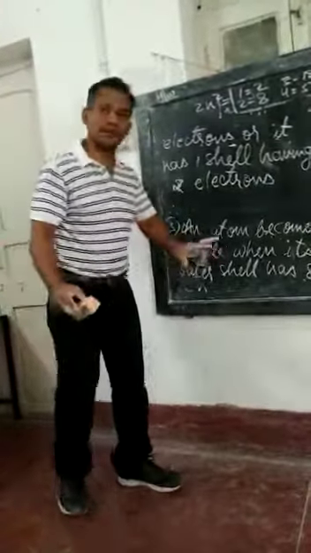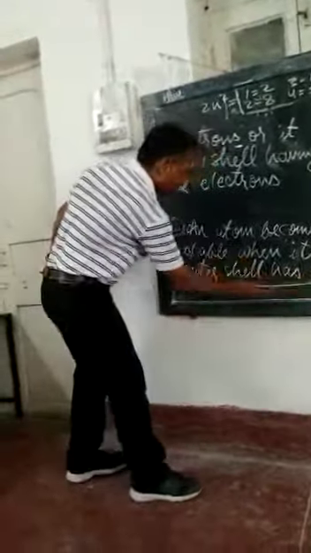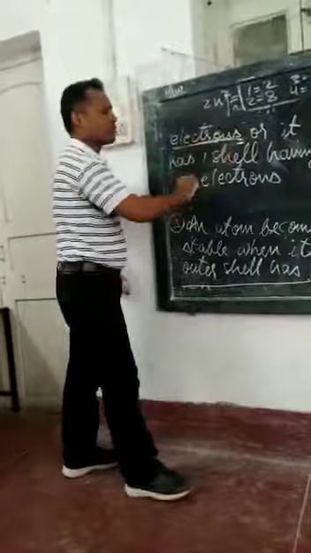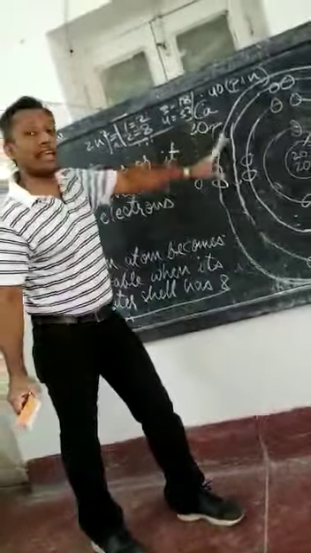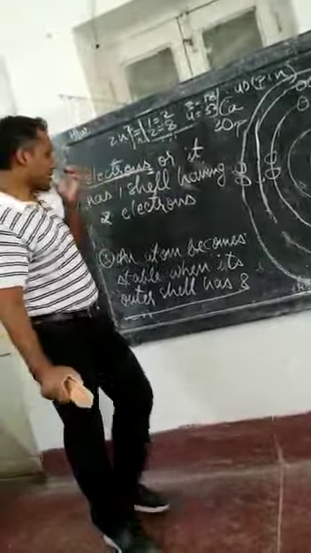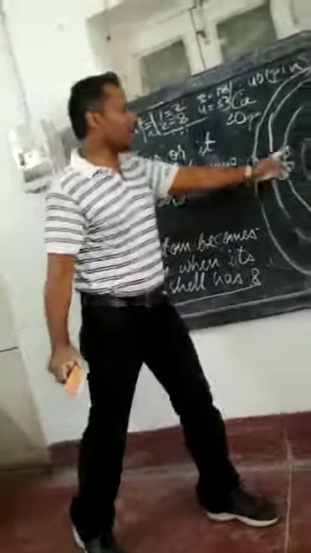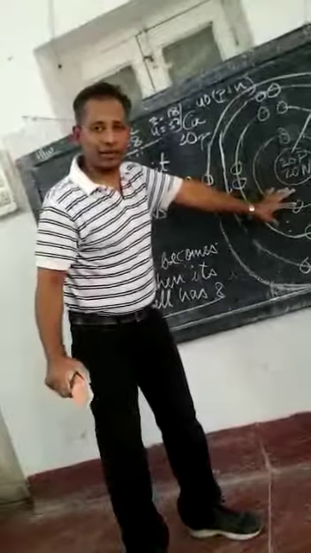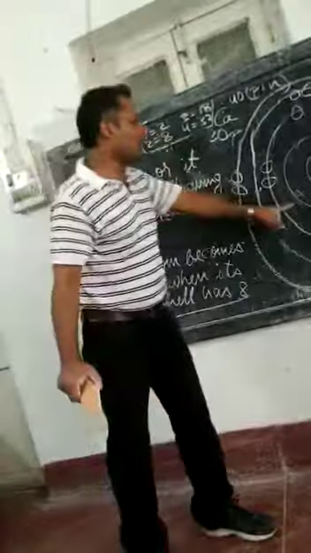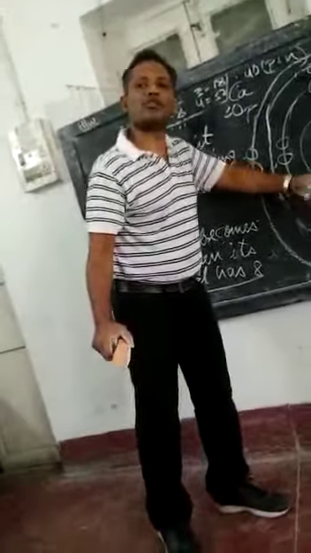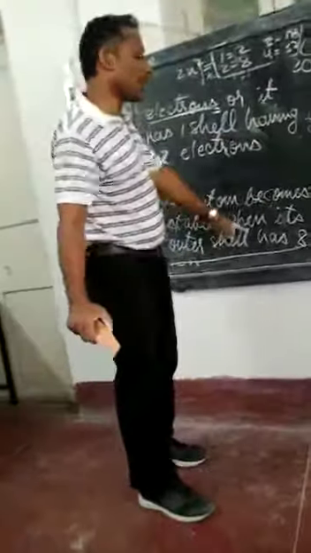How does an atom become stable? There are two conditions. Condition number one is when its outer shell has 8 electrons. If it has more than one shell, then its outermost shell should have 8 electrons to be stable. Second is if it has only one shell having 2 electrons. If an atom has only one shell, it cannot have 8 electrons in that. Shell number 1 can carry a maximum of 2 electrons. So if it is only one shell, if it gets 2 electrons, it will become stable. If there is more than one shell, the outermost shell should have 8 electrons.